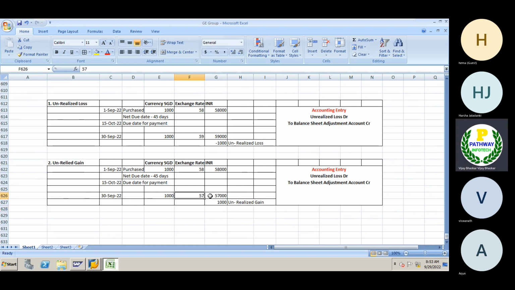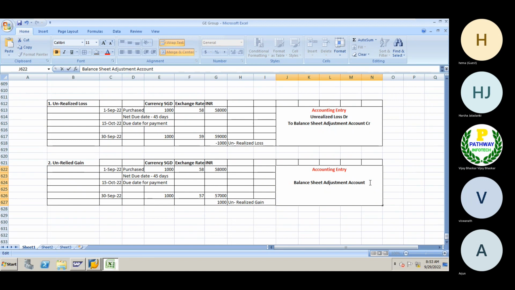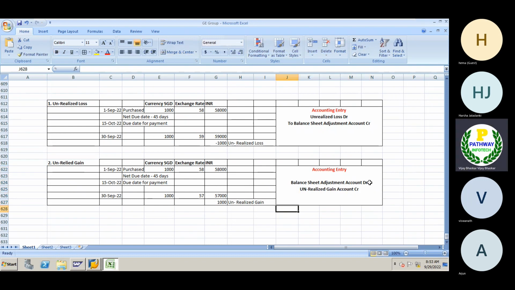Okay, at month end, the India exchange rate and the exchange rate at the time of purchase are different, because the exchange rate has fluctuated, it has gone down. So here the accounting entry is: balance sheet adjustment account is going to debit, then unrealized gain account is going to credit. Okay, this is the accounting entry.